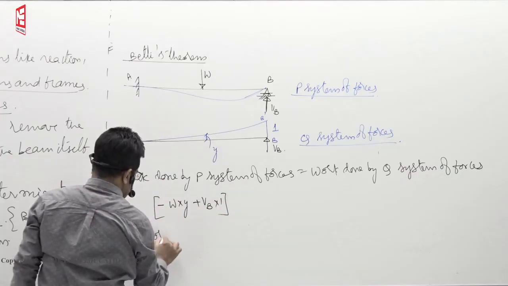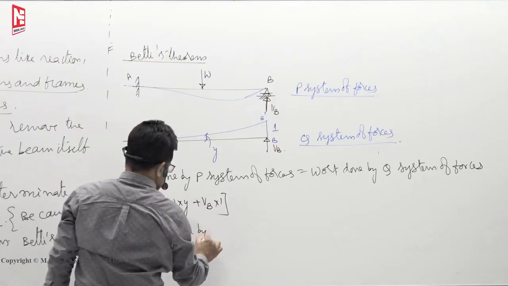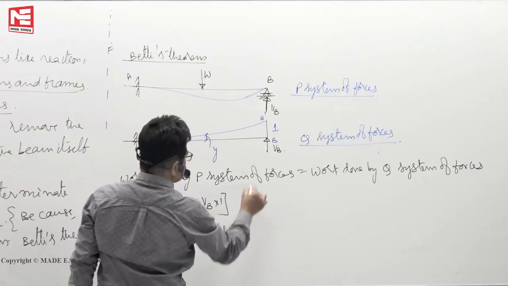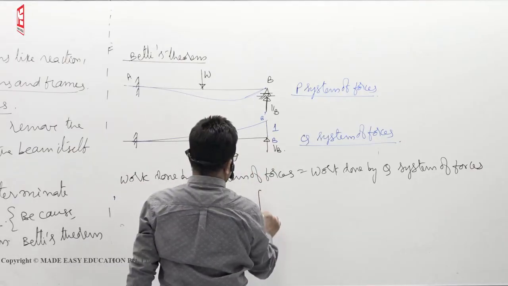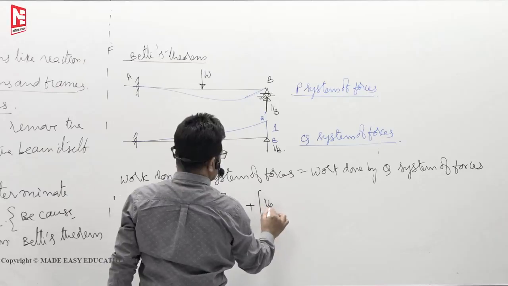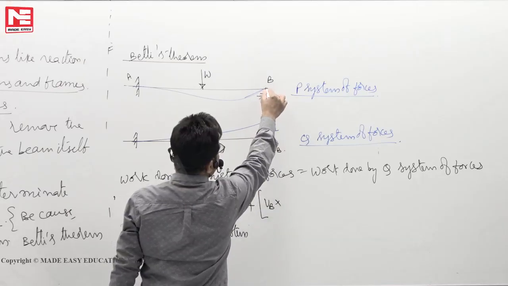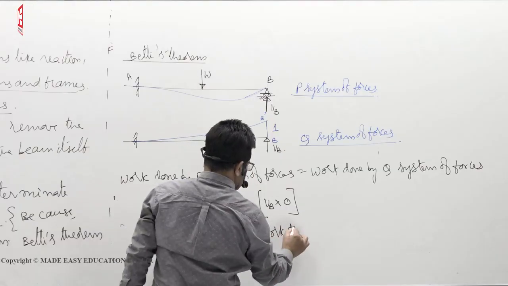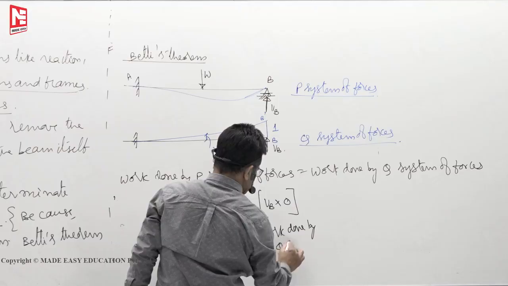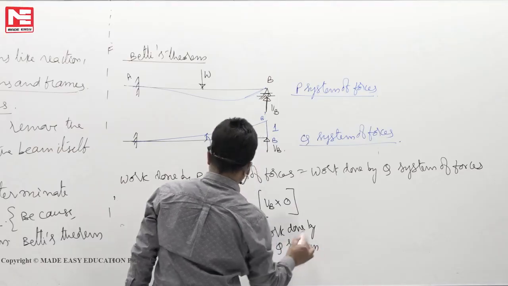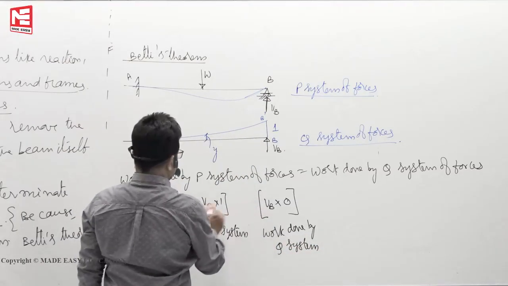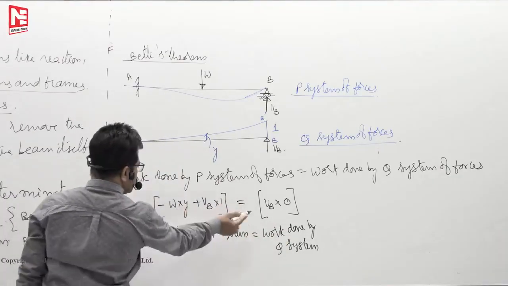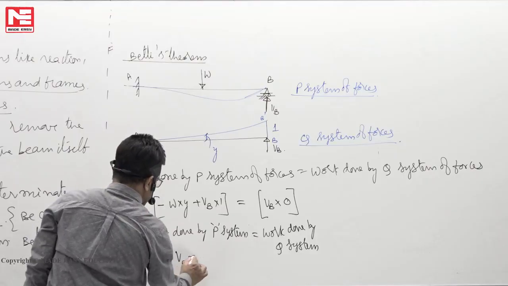This is work done by the P system plus Q system, this one plus VB upward. What's the displacement here in the P system? 0. Only one force is there. This is work done by the Q system. Work done by the P system must be equal to work done by the Q system. So what happens here? For VB, you will get W into Y.